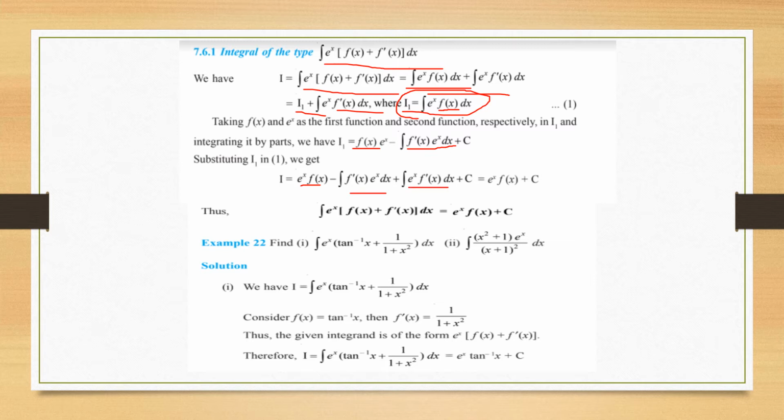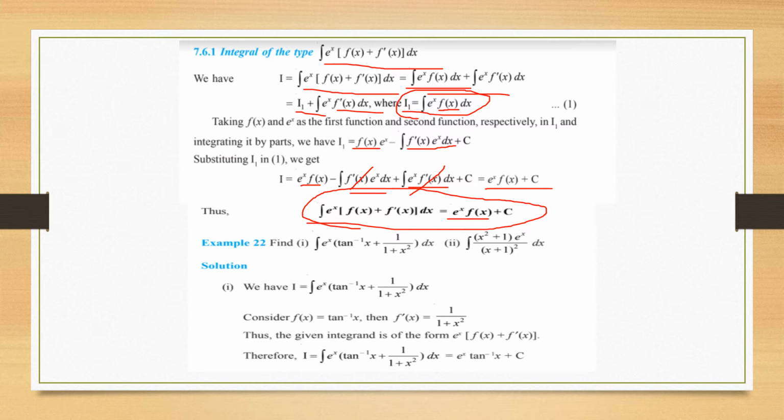And generally you will find this second integral which we didn't integrate will be cancelled by the second integral that we will obtain by integrating by parts to this I1. Okay, and we will just be left with your e raised to power x f(x) plus c. So a new formula is generated that integral of e raised to power x [f(x) plus f dash x] is equal to e raised to power x f(x) plus c, right? So if you are able to view a function which is in this form, after writing this formula you can directly write the answer.